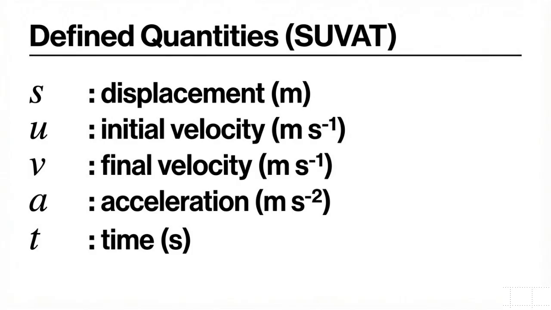Let's review some key terms that will be important as we work through the equations of motion. Displacement, represented by S, is the distance moved in a specific direction and is measured in meters. Initial velocity, or U, is the speed of an object before it starts accelerating, measured in meters per second. Final velocity, V, is the speed after a certain period of acceleration, also measured in meters per second. Acceleration, denoted by A, tells us how quickly the velocity changes, measured in meters per second squared. Lastly, time, T, is the duration over which the motion occurs, measured in seconds. Keeping these definitions clear will help us apply the SUVAT formulas correctly.